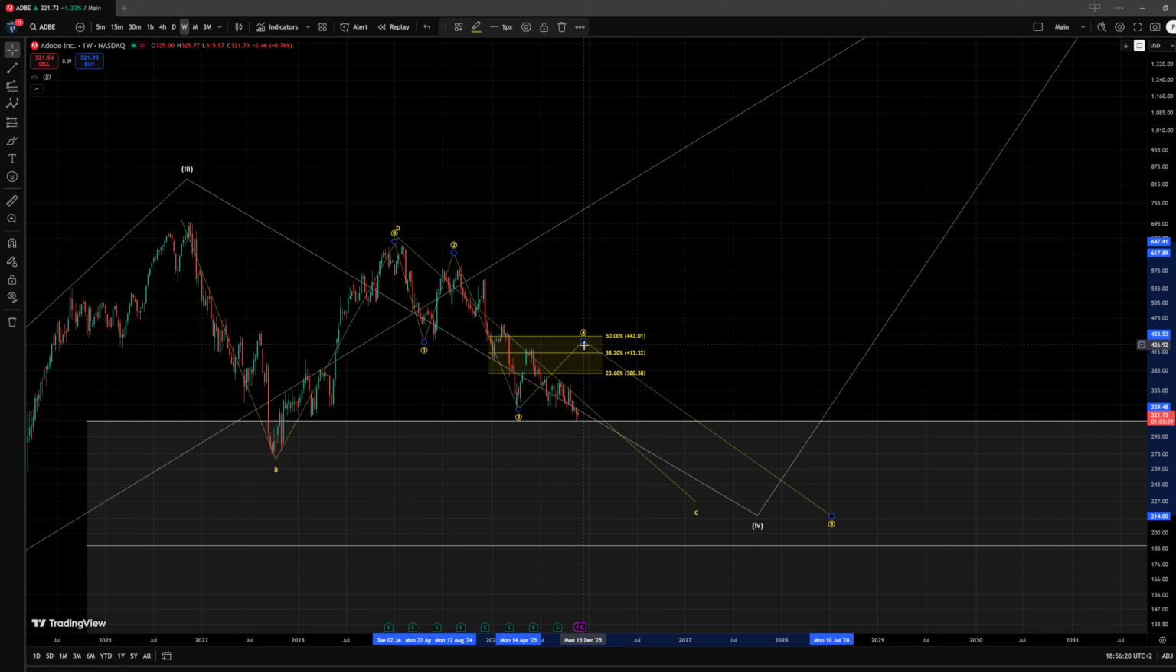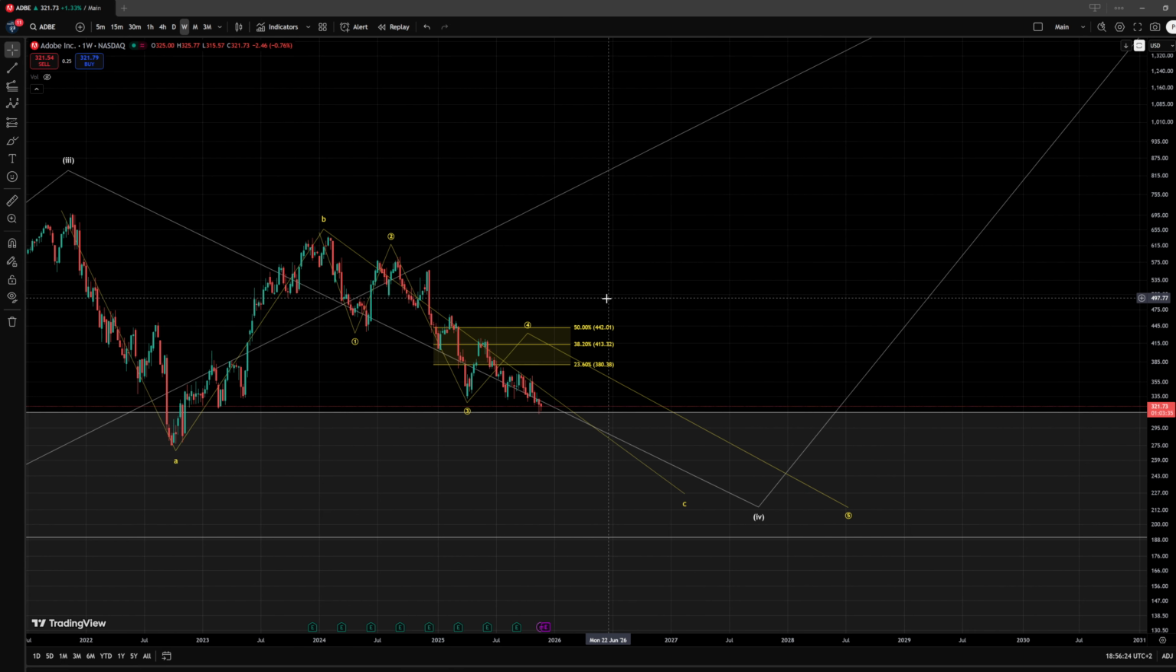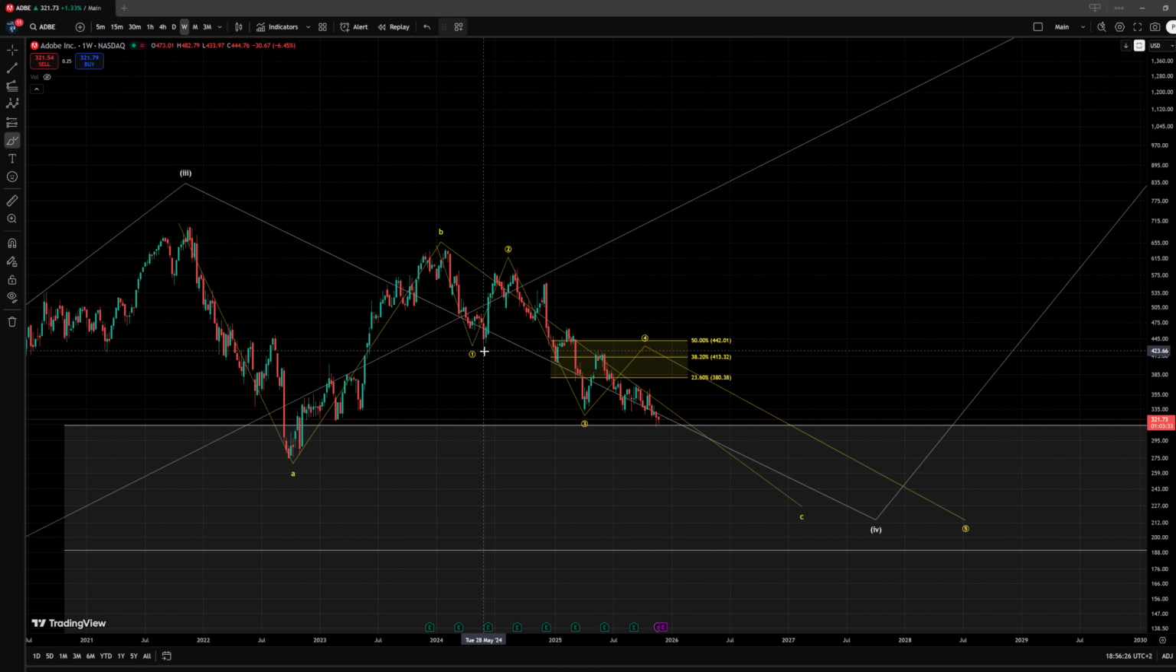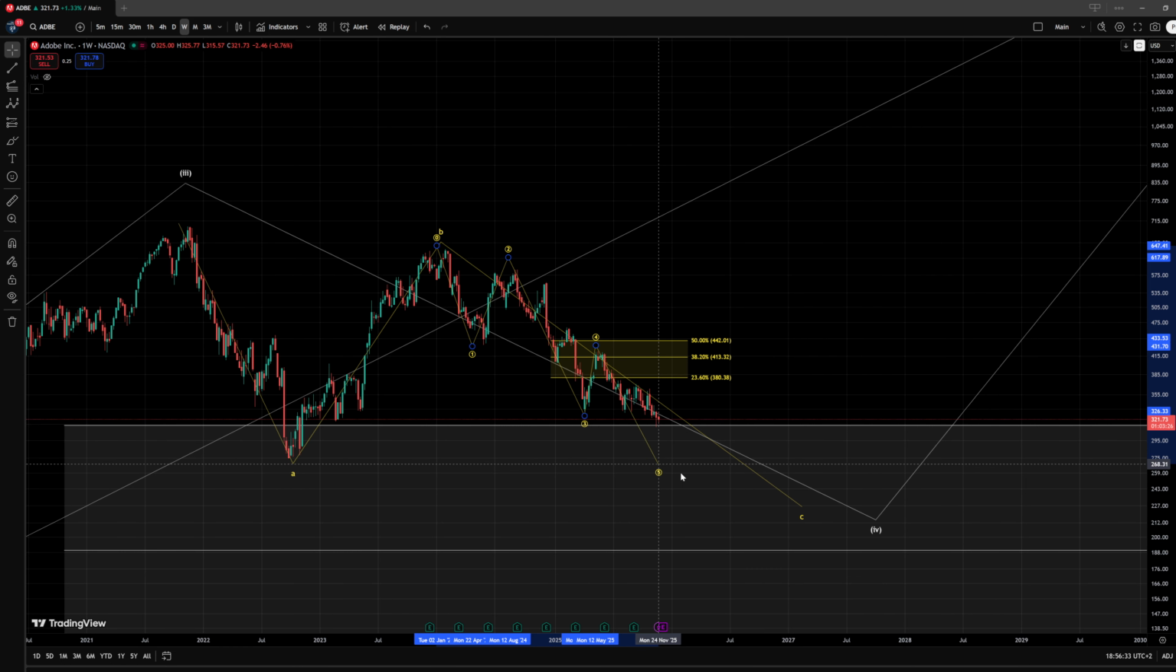I am not too convinced that this third wave has already bottomed, because this wave 4 was rather small, much smaller in comparison with this wave 2, which is technically okay. We could have already topped in the wave 4 and we could be in the 5th wave to the downside, which is why I was saying we might be further ahead than you think.